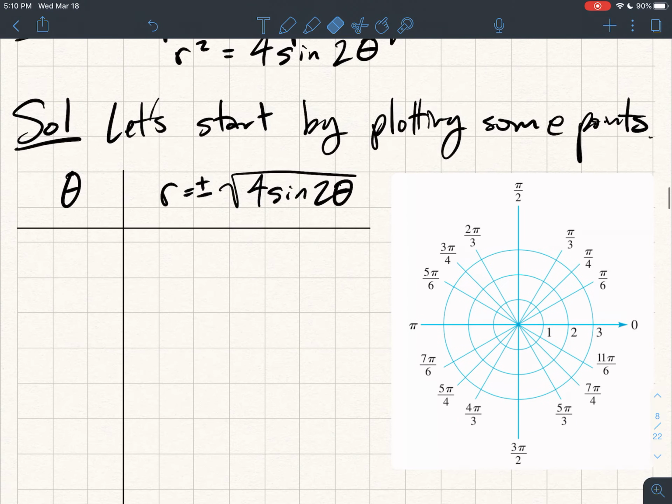What I mean when I say we're going to plot some points is that you're going to plot some points. So go ahead and pause the video, choose some thetas, calculate r's and plot those points. Again, page 702 has this polar grid. You can also draw one by hand. So pause the video, do some calculations, fill out the table.